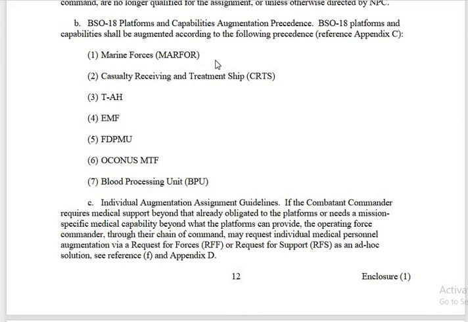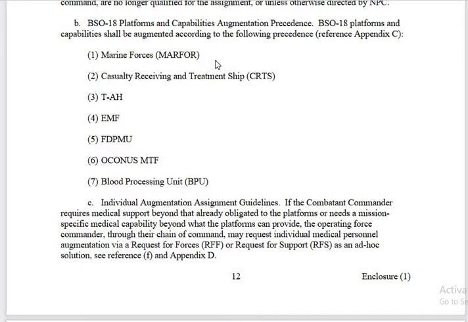I don't know what that stands for, but I know the TAHs are the hospital ship. You got your EMF, I think Expeditionary Medical Facility. FDP-MU, I don't know what that is. OCONUS Military Treatment Facilities, and Blood Processing Units.